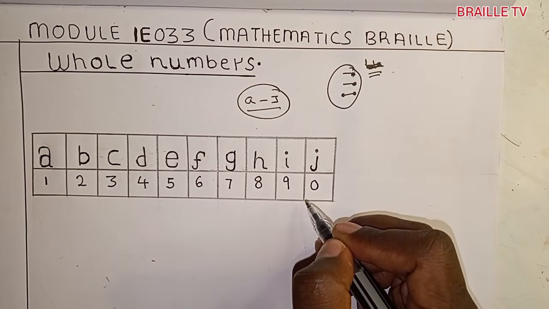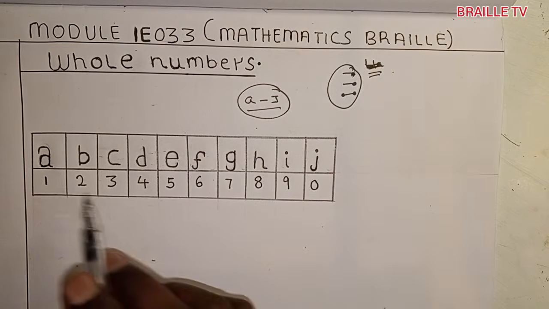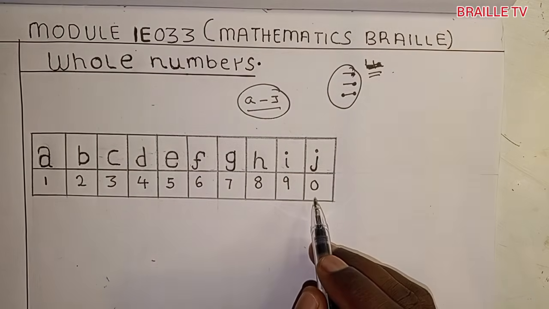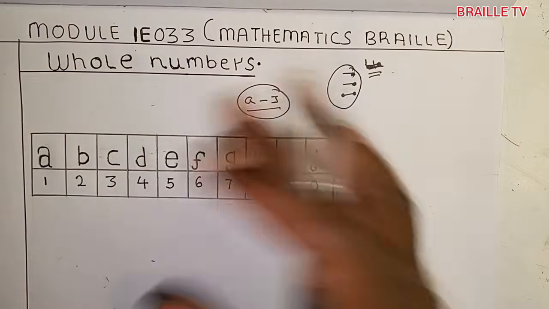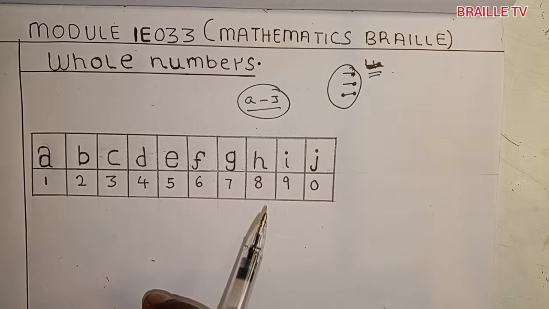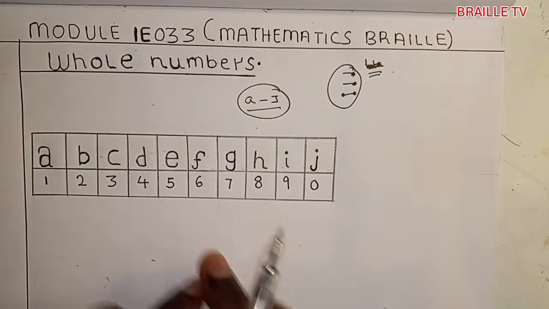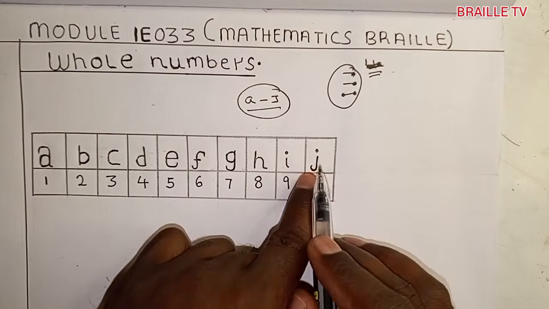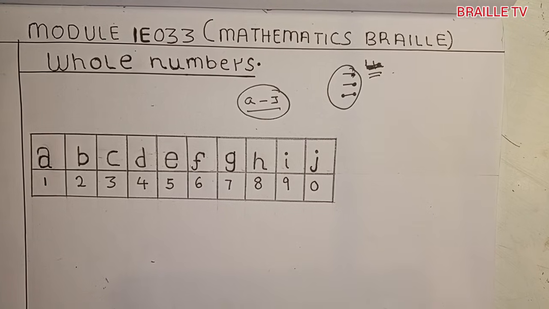Someone is asking me, where is 10? Okay, 10 is simple. It is 1 and 0. 1 and 0 represents 10. So we get all numbers from 0 to 9, right? These are the numbers that represent all numbers. Therefore we use letters A up to J to denote numbers. I hope you have understood that.